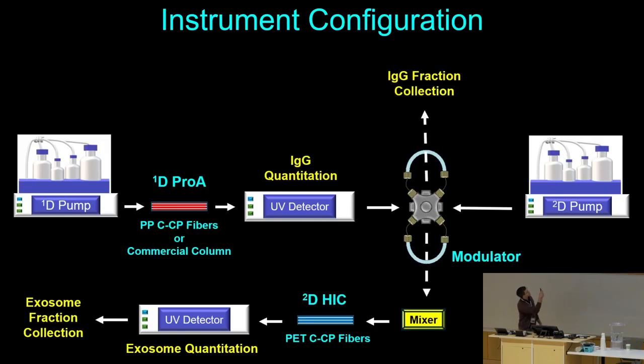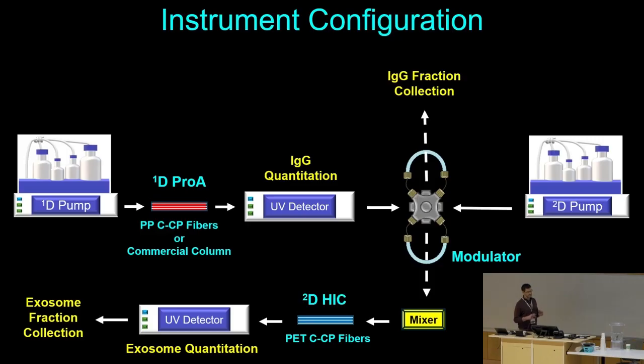So this is a little schematic of the instrument configuration. We used Agilent Infinity 2 LCs consisting of a binary pump, a ProA column in the first dimension, and this can be our CCP fibers or any commercial column, a UV detector for IgG quantitation, a modulator, which was simply a two-position 8-port switching valve, a second binary pump, a mixer, which was a 100 microliter microfluidic jet weaver mixer.